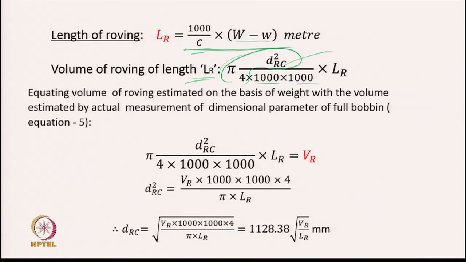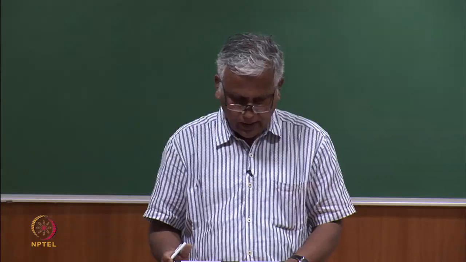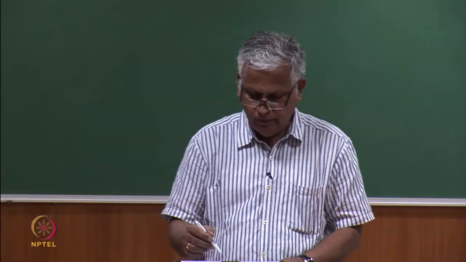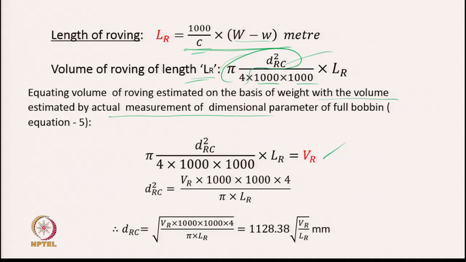Now, this is the volume of the roving. We equate the volume of roving estimated on the basis of weight with the volume estimated by actual measurement of dimensional parameters of the full bobbin. For the full bobbin, we know the geometrical parameters, we calculate how much is the volume of roving, and we also calculate the volume based on the weight, and we equate these two. If we do it, then we can find out the average diameter in a compressed state, and that figure will give you this value.